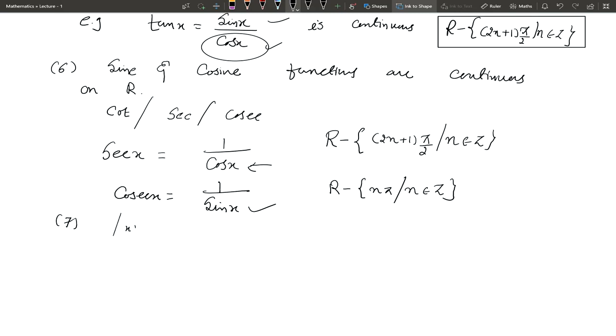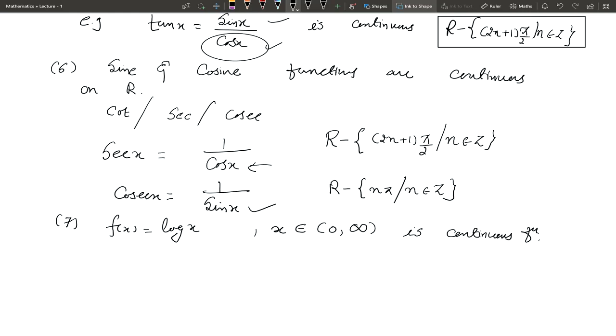Next, f of x equal to a logarithmic function, f of x equal to log x. We know the logarithmic function is defined for x greater than 0. So f of x equal to log x is continuous for x belonging to the open interval 0 to infinity. It is a continuous function.